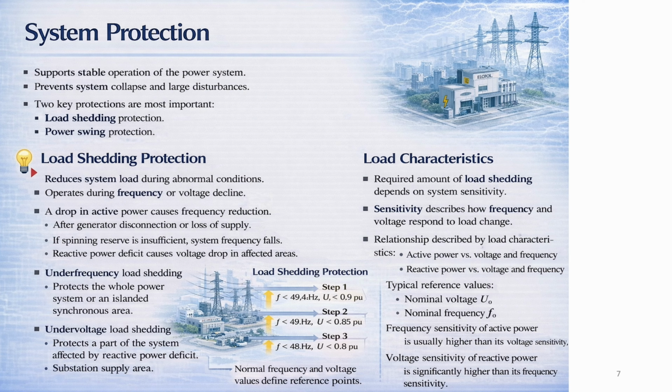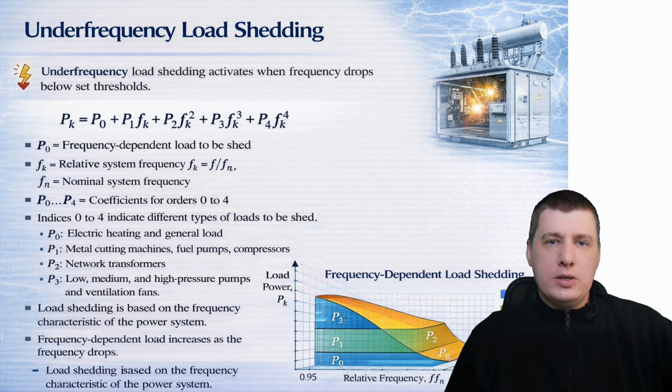Typically, reference values include nominal voltage and nominal frequency. Frequency sensitivity of the active power is usually higher than the voltage sensitivity. Voltage sensitivity of reactive power is significantly higher than its frequency sensitivity. These characteristics define the operation points of load shedding protection. Under-frequency load shedding operates when system frequency drops below a set value. The protection reacts to the frequency decline caused by active power deficit.